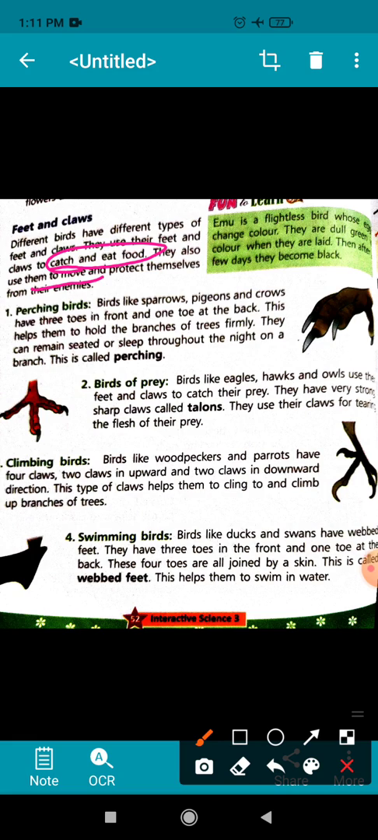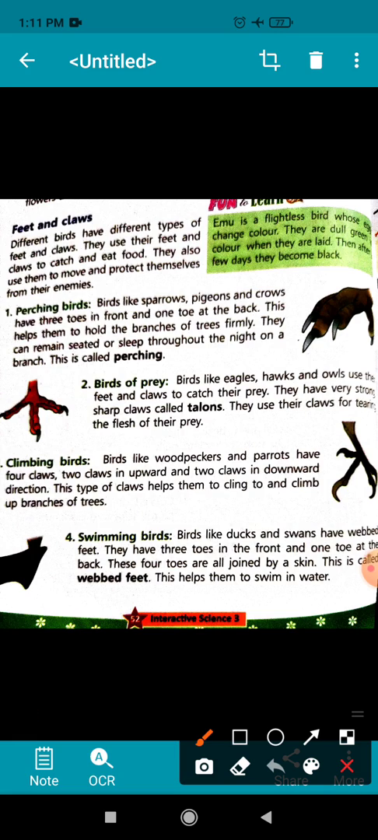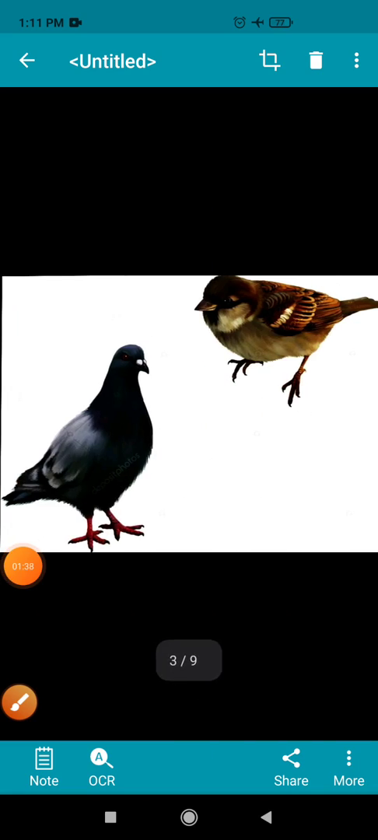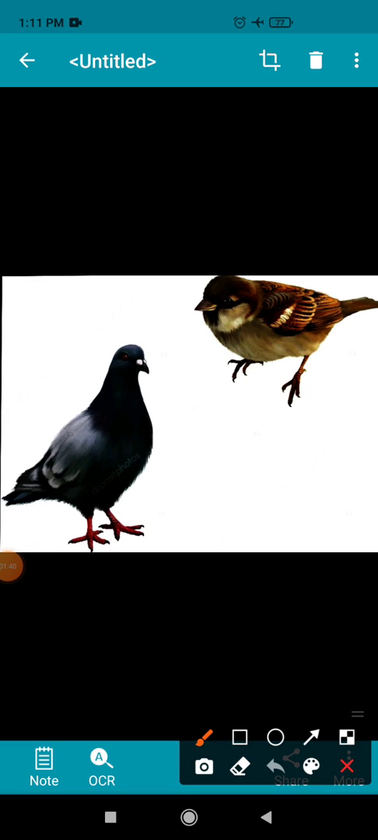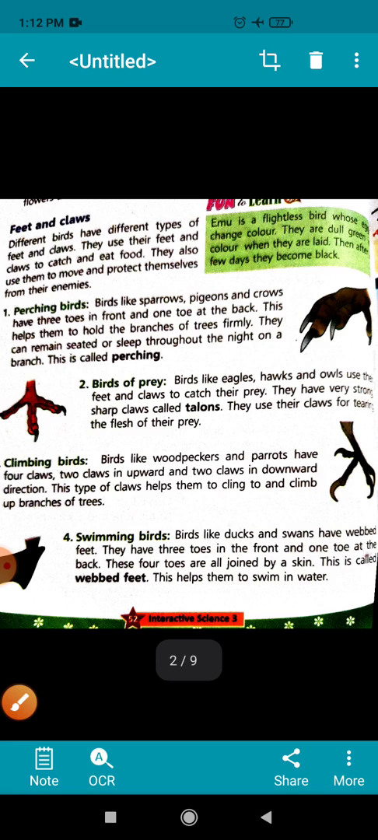Children, now we can classify the birds according to their feet and claws. So let us learn about them. Children, first type of birds are perching birds. Here you can see sparrow and pigeon. These type of birds are known as perching birds.